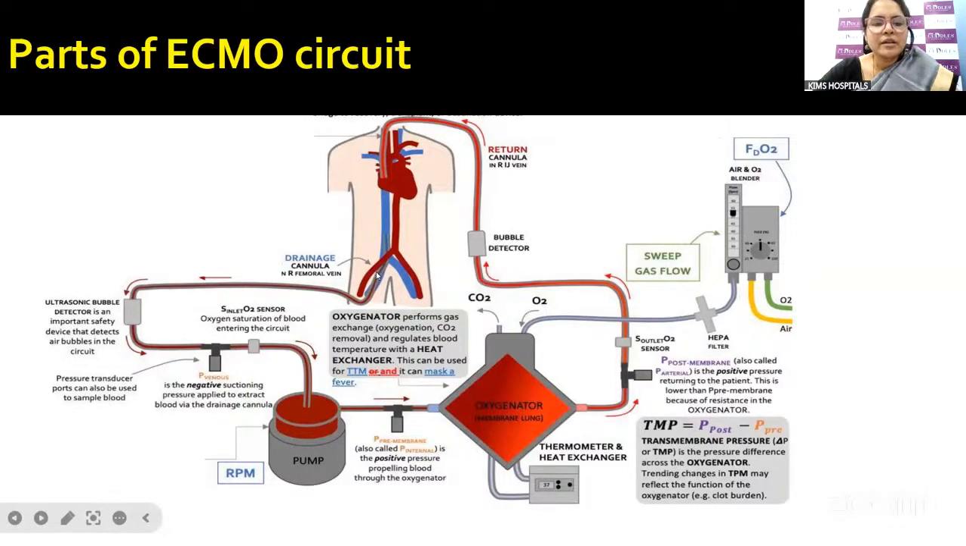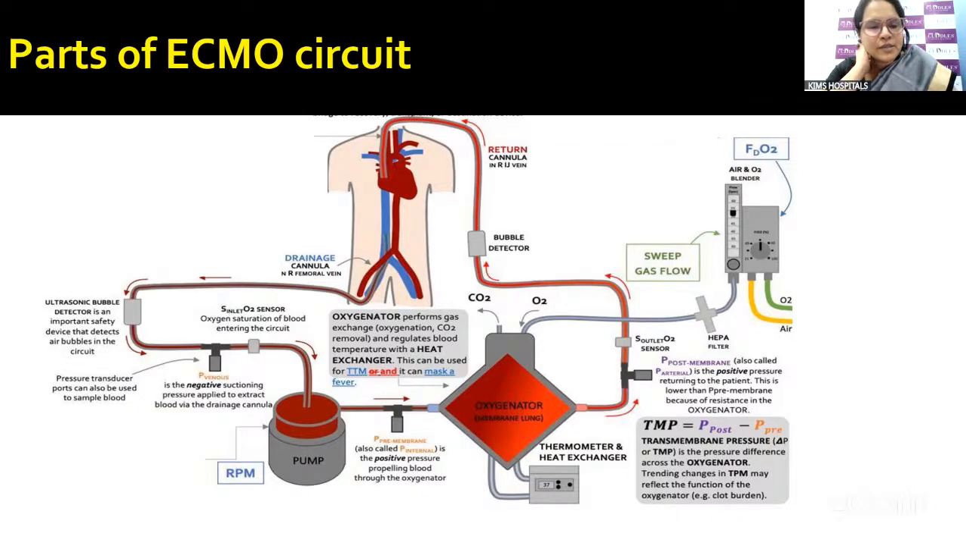So as you can see here, we'll start from the drainage cannula. In this case, it is the femoral vein. So in general, in children more than 10 kgs, femoral vein is the preferred drainage cannula. But in newborns or in young infants, particularly when the weights are less than 10 kg, then the jugular vein is usually the preferred drainage cannula.